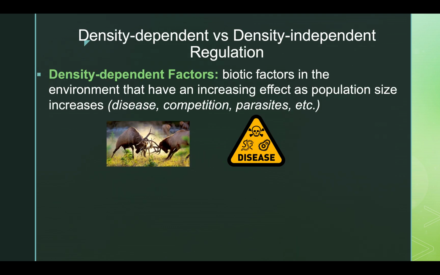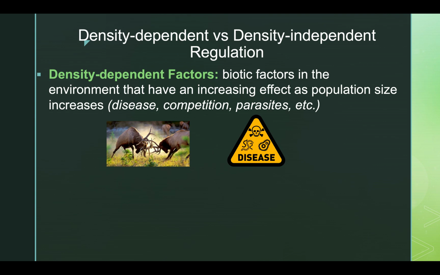So when we talk about what kind of causes those population numbers to go up or down and kind of oscillate around that carrying capacity, we talk about density dependent versus density independent factors, right? So density dependent, you can remember because it depends on the density of individuals, or when biotic factors in the environment have an increasing effect as population size increases. So think of it as like, all right, as we have more and more and more individuals, there might be a greater chance that disease spreads among the individuals, or there's more competition for resources, or it's easier to spread parasites, etc.